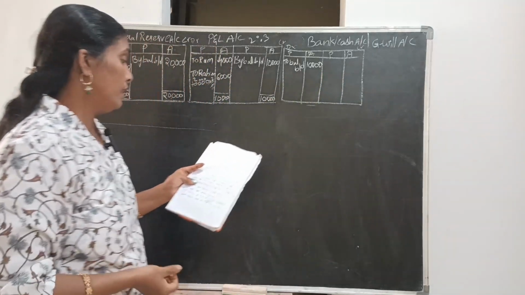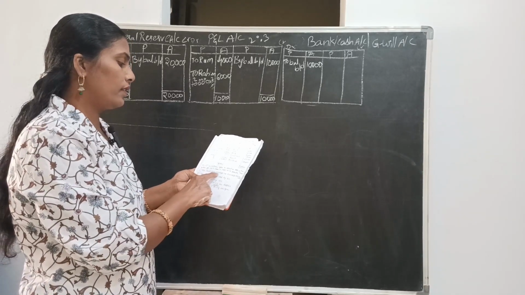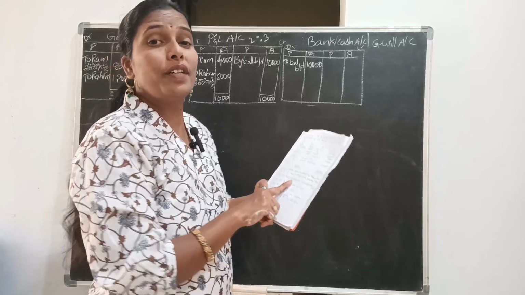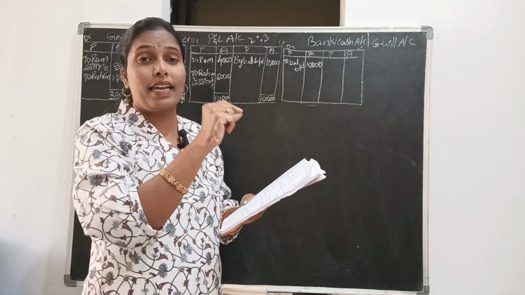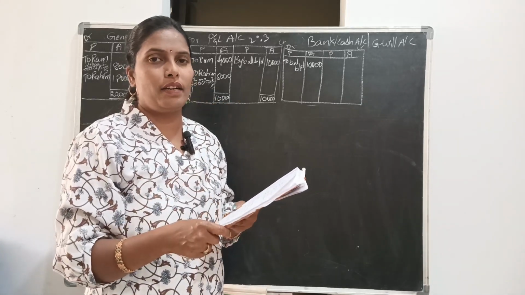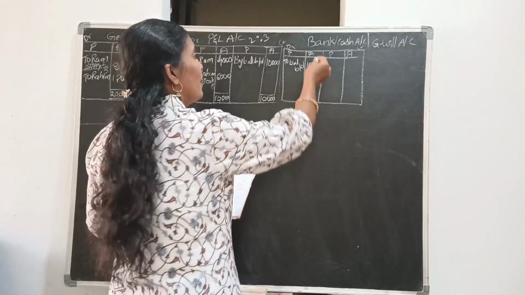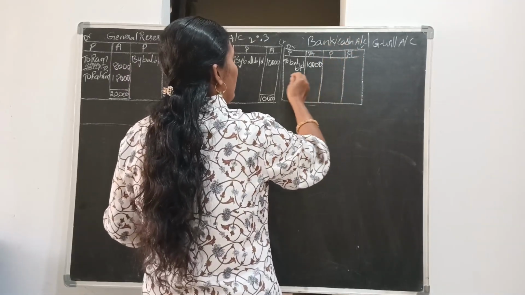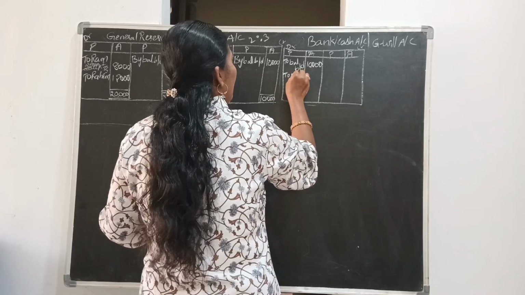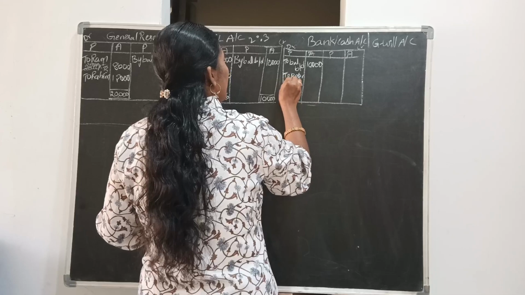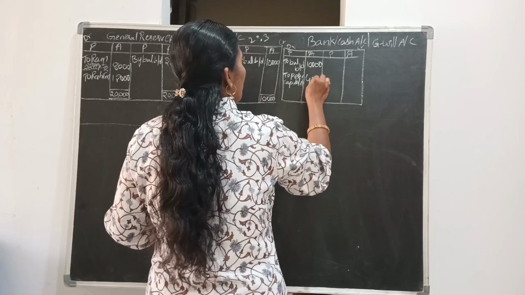Now, in the bank account, you need to post Peter's capital. Why? Because whenever a new partner brings capital into the firm, what is the journal entry? Cash account debit to capital account. Either cash or bank we use. So, bank account debit to capital account. To whose account? To Peter's capital account, 40,000.